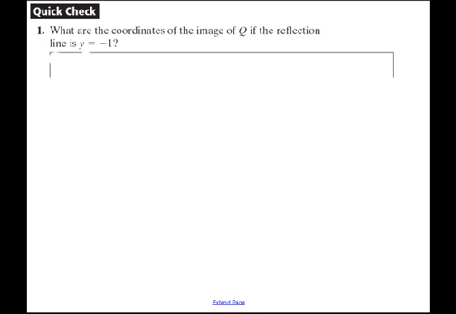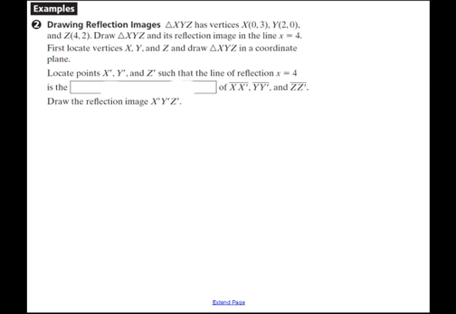All right, as always, quick checks are for you to do at home on your own. And we'll move on. We've got 2 more examples and then we're finished. It's a pretty short lesson.